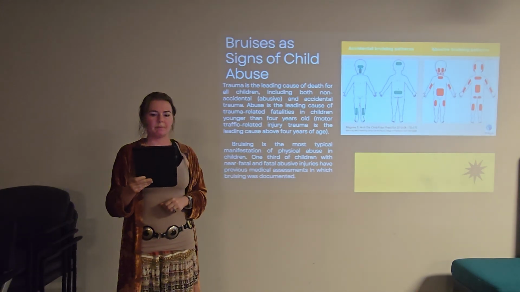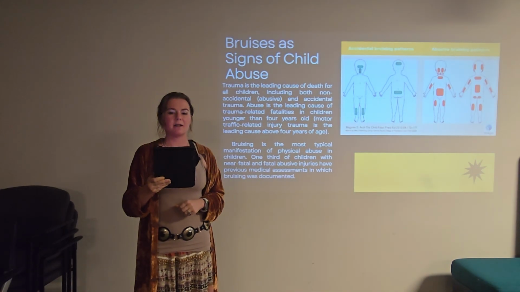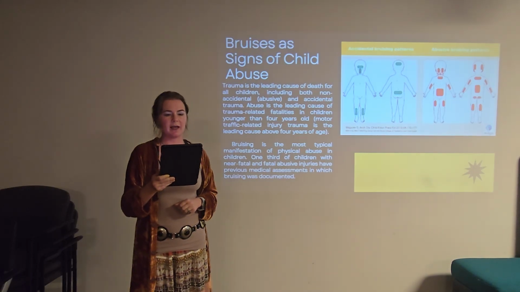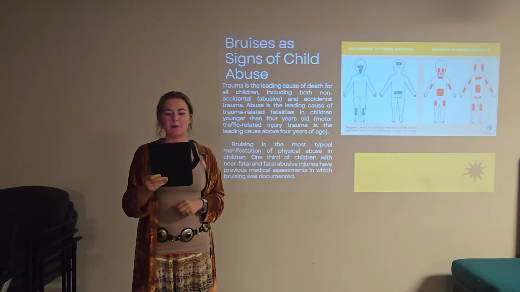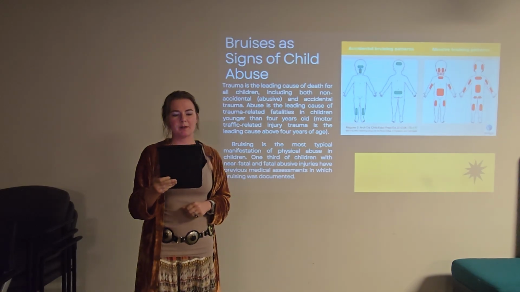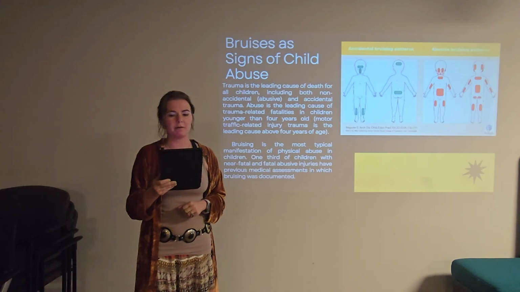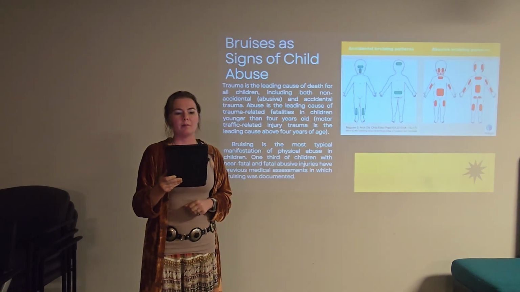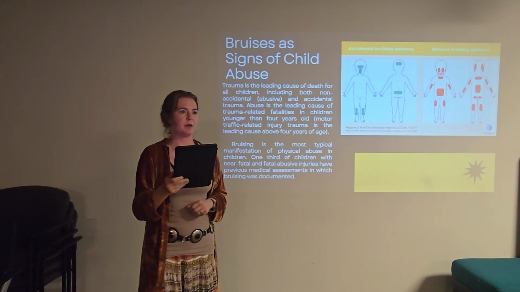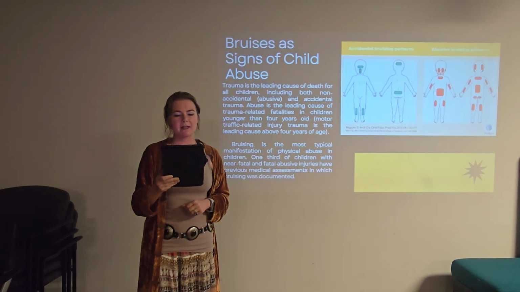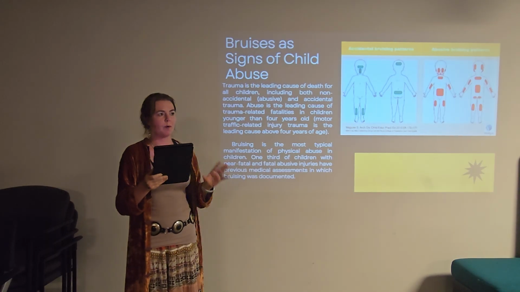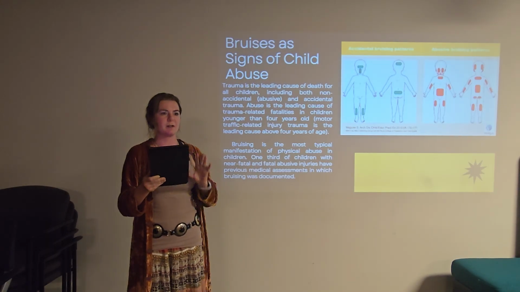Abused children. Trauma is the leading cause of death for all children, including both non-accidental, abusive, and accidental trauma. Abuse is the leading cause of trauma-related fatalities in children younger than 4 years old. Motor traffic-related injury trauma is the leading cause above 4 years of age. Bruising is the most typical manifestation of physical abuse in children. It is going to be generally the first sign.